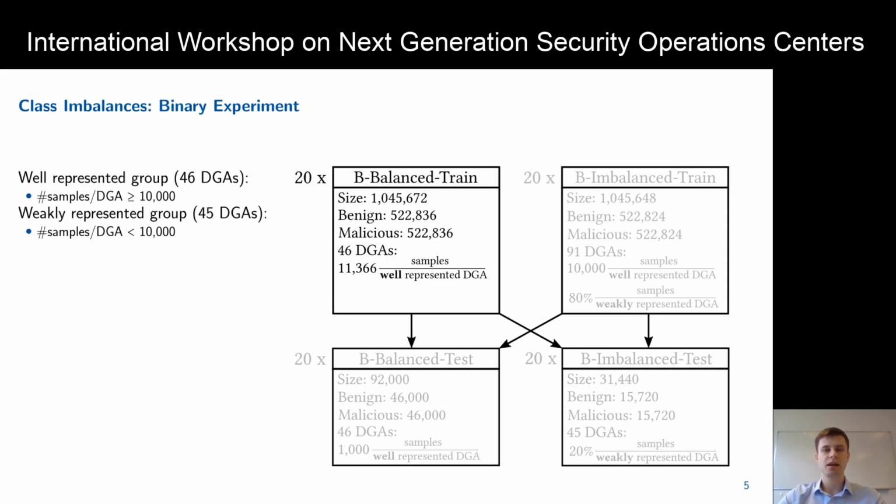Here we target the same amount of samples as included in the imbalanced training sets, in order to guarantee that if a classifier is trained on one of the 2 set types, approximately the same number of training samples is available for training. Finally, the balanced test sets contain 1,000 samples for every DGA of the well-represented group. We use each training set to train an individual classifier and then evaluate the classifiers on the different testing sets.